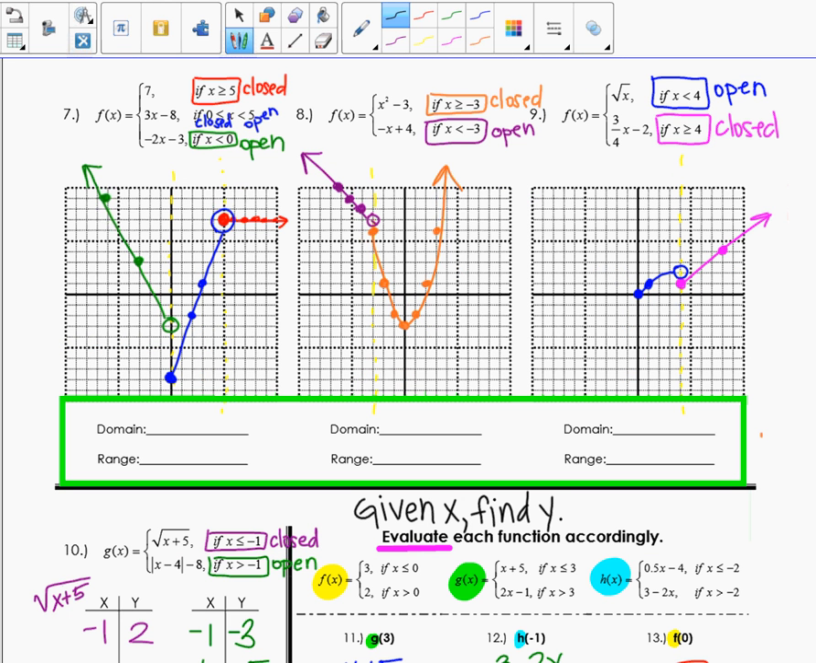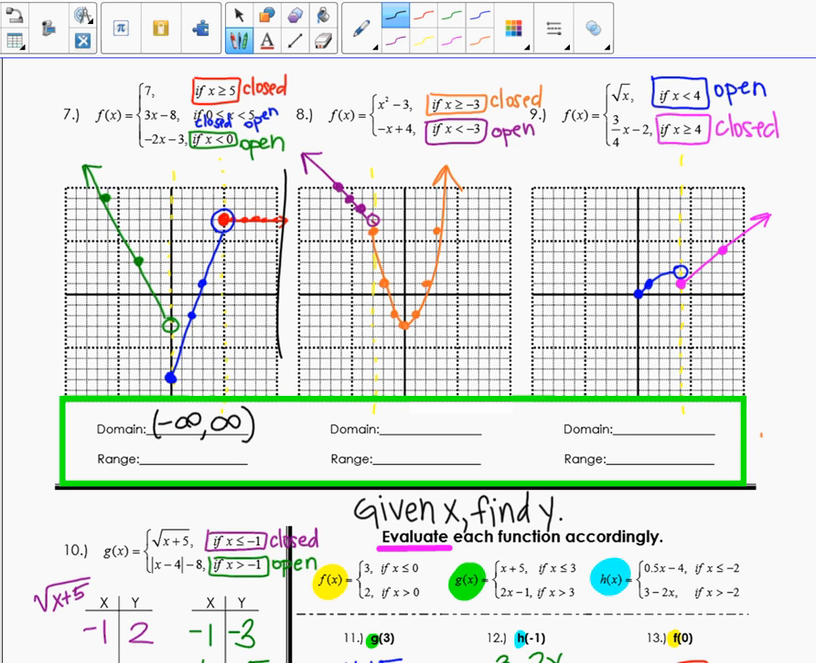All right, so on the back, for number 7, your domain, if you're coming along, there's definitely an x value for every negative x because of the green. And then you get to this open circle, but the x value is covered there. The x value is covered here, so your domain is negative infinity to infinity. So looking from left to right, there is literally a graph at every single point.